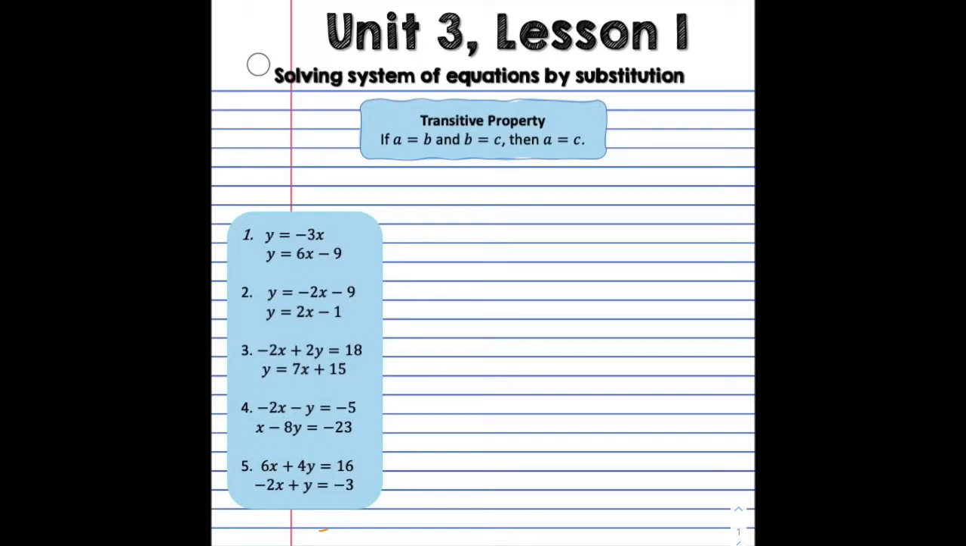Hey guys. All right, so today we're going to start Unit 3, and Lesson 1 is solving systems of equations by substitution. So we looked at systems a little bit in Algebra 1, and we're going to take it a little bit deeper in Algebra 2.